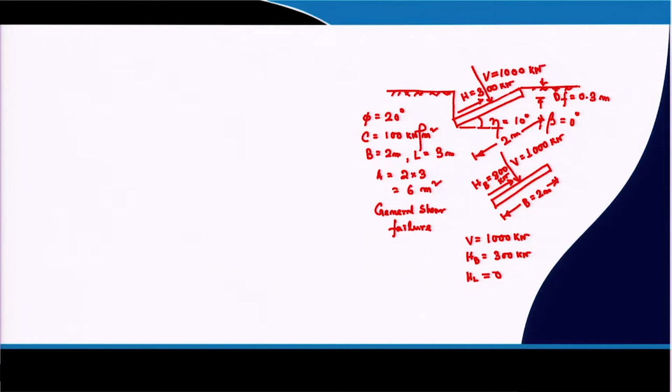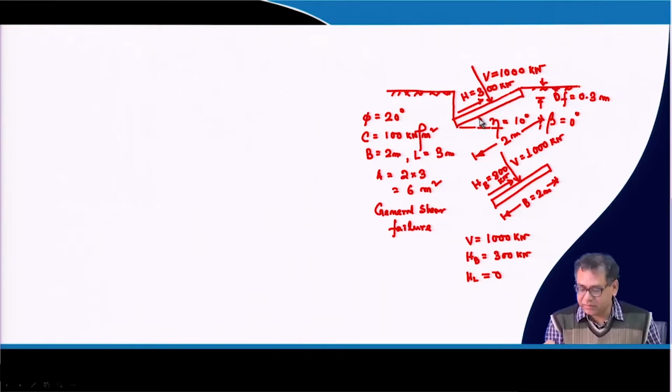So, this was the problem: there is a foundation with a tilted base with an angle eta equal to 10 degrees, and it is not on sloping ground, so beta is equal to 0 degrees. One vertical force acting at the center of the foundation, V equal to 1000 kilonewton, and one horizontal force parallel to the width acting, 300 kilonewton, but HL is equal to 0. The phi value is given as 20 degrees, cohesion is 100 kilonewton per meter square, length of the foundation is 3 meter, general shear failure is considered, and depth of foundation is 0.3 meter.